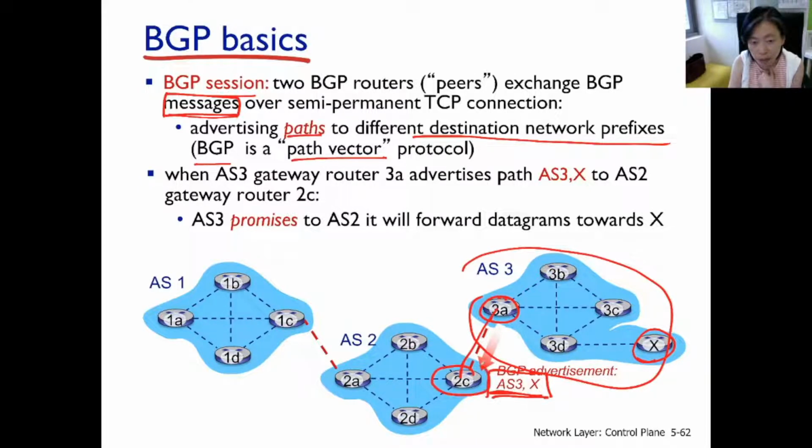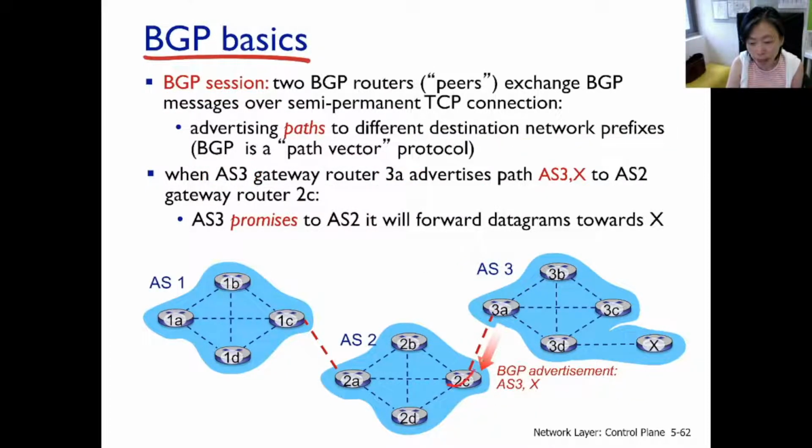So 2C here will receive the AS path, AS3, X. So AS3's gateway router 3A will advertise the path to AS2's gateway router 2C. When AS3 does this, it's also saying that AS3 promises AS2 to relay packets on behalf of AS2 so that it can reach destination X.